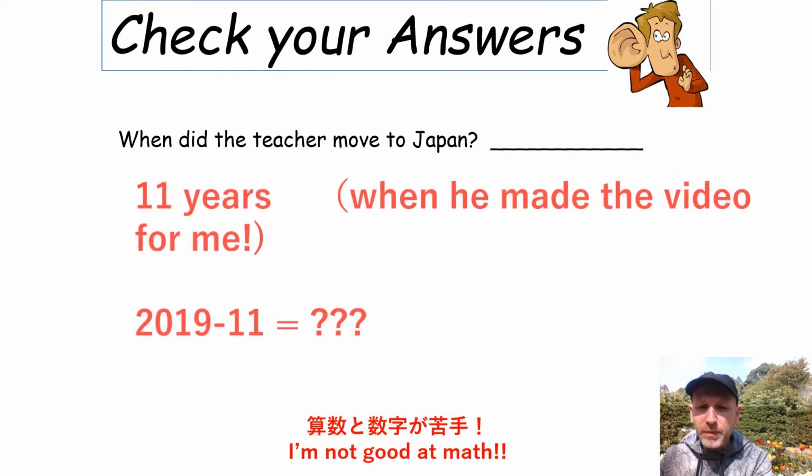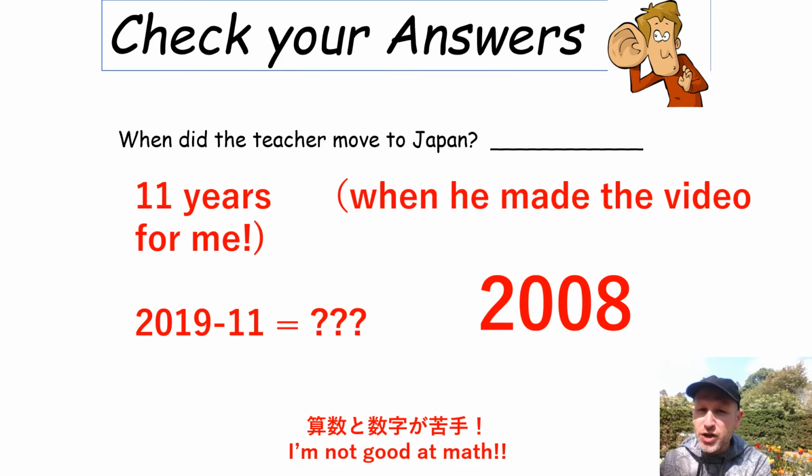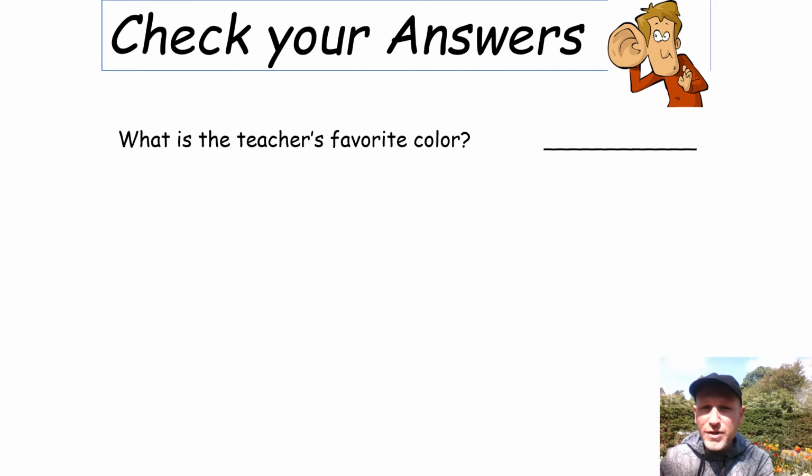When did he move to Japan? In 2008. 11 years ago. Well, actually, it's 20 years ago. It's 12 years ago. Oh. What is the teacher's favorite color? Black. So this again is Phil.